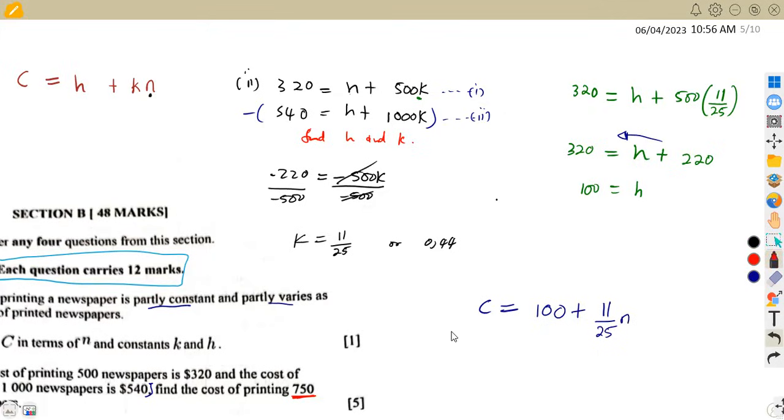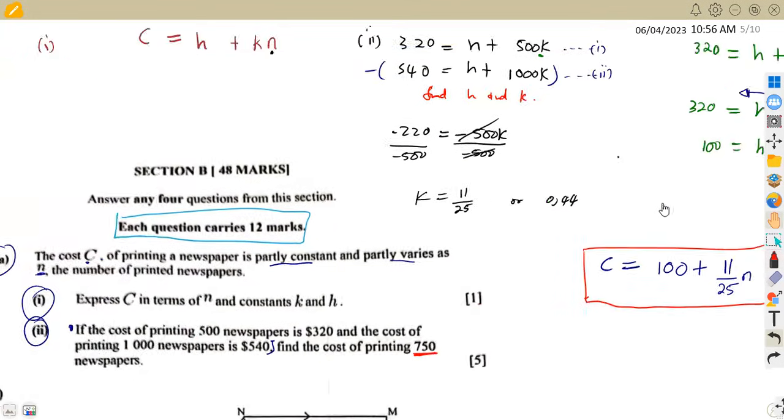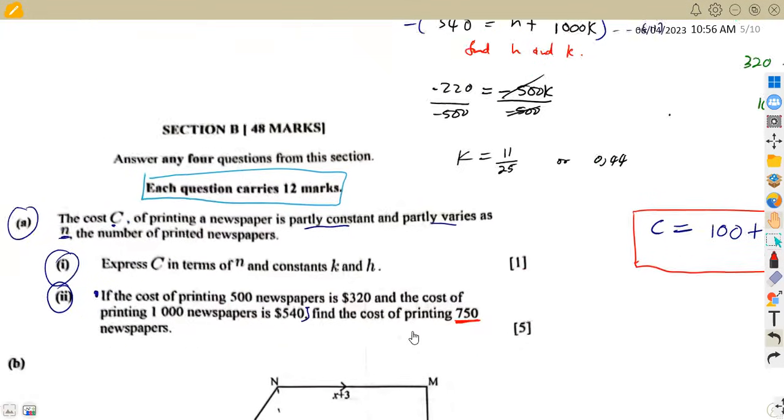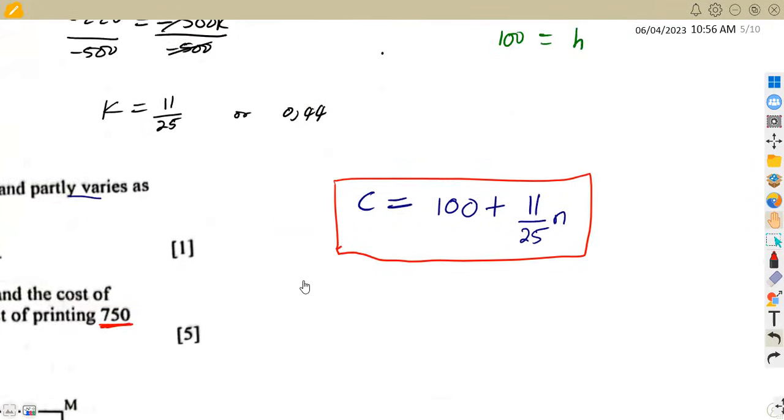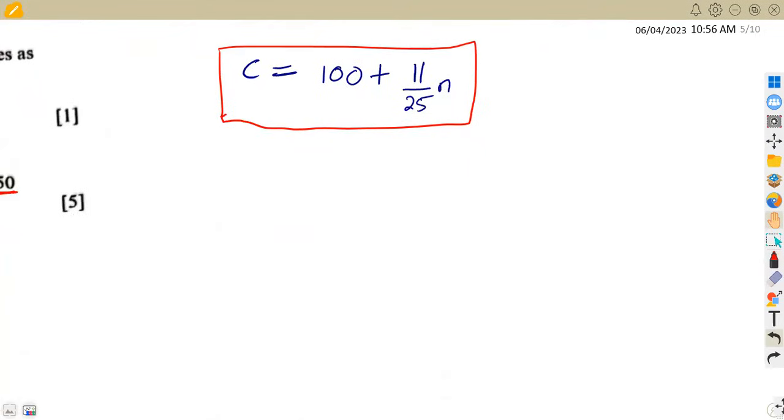So this is the equation, or the relationship, that we are now going to use to calculate for a given condition, where we are supposed to find the cost of printing 750 newspapers, which means we have got n. Our n is 750. So if our n is 750 from this relationship, what is going to be our cost? Our cost is going to be equal to 100 plus 11 over 25 times the number of newspapers that we are given. We are given 750 newspapers.